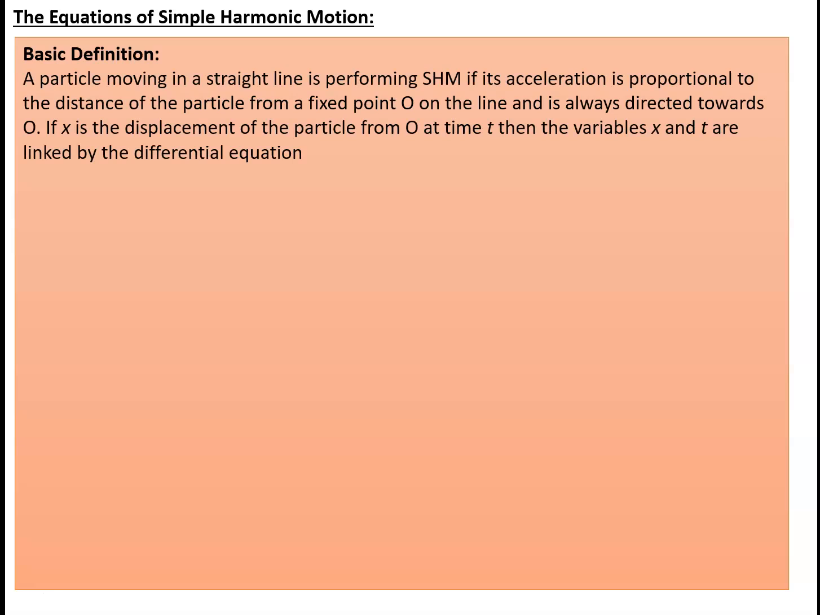So we have our equations of simple harmonic motion. We've first of all got the basic definition, x double dot equals minus omega squared x. The point O must be the equilibrium position for the particle, because the point that you're measuring the displacement away from is a point where there is zero acceleration, and the point where there is zero acceleration is exactly the equilibrium position.